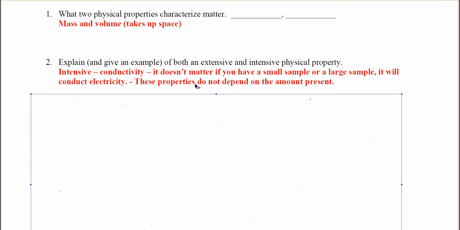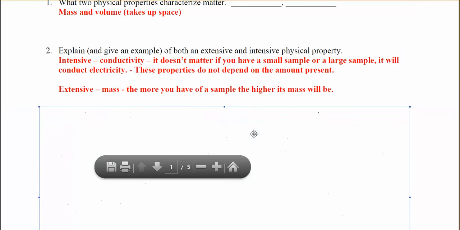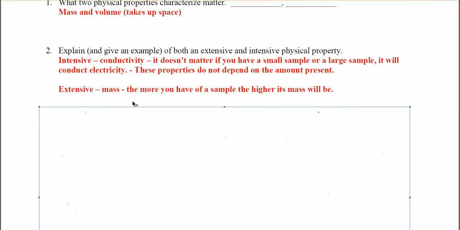What I would expect you to know here is the difference between intensive and extensive, and be able to provide an example of each of them. So on the other side, we have extensive. That would be like mass. Obviously, if you have 3 bricks of gold, it's going to weigh more than if you have 1 brick of gold. So the more you have of a sample, the higher its mass will be. That means it's extensive. Intensive, think looking inward. It doesn't matter about how much you have. Extensive, think looking outward, how much you have. Cool.